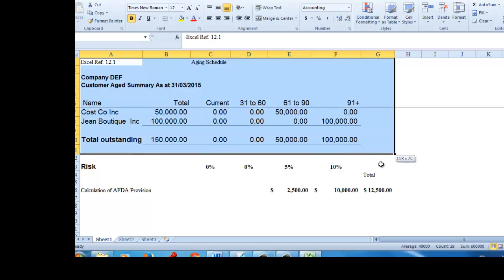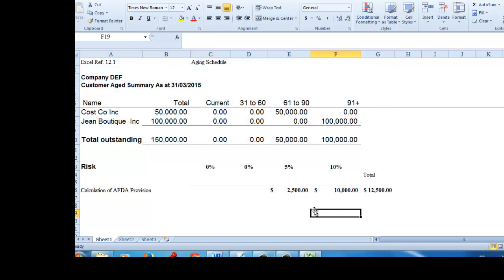Here I'm demonstrating the calculation of our new provision. This particular company just made a sale to Costco, but it hasn't received payment. Because it's from 61 to 90 days, I need to provide you with the risk. The risk here is 5%. 5% of $50,000 is $2,500. The other company, Jean Boutique, is over 91 days, and we're still assuming a 10% risk. 10% of 100,000 is $10,000. When I add both of these risks together, I get 12,500.